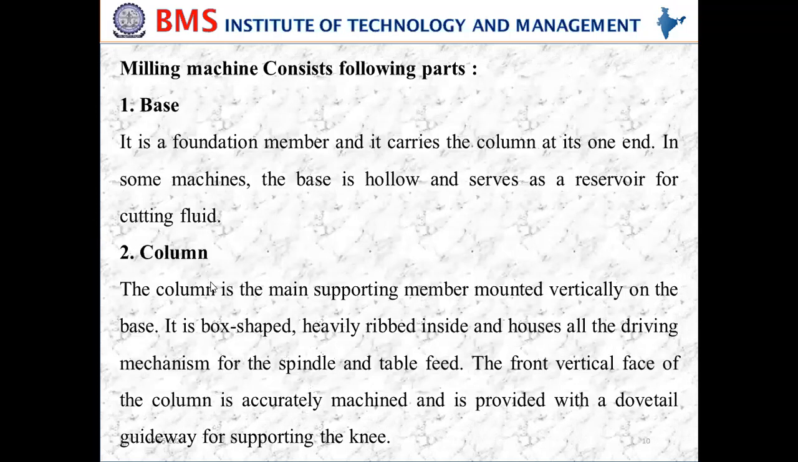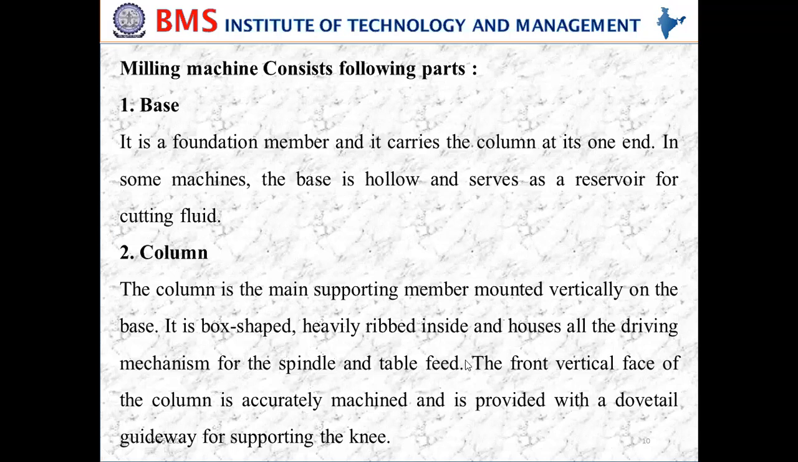The second part of the milling machine is the column. What is the column? It's the main supporting member mounted vertically on the base. It is box shaped, heavily ribbed inside, and houses all the driving mechanisms. All the driving mechanisms for the spindle and the table feed can be incorporated in the column.